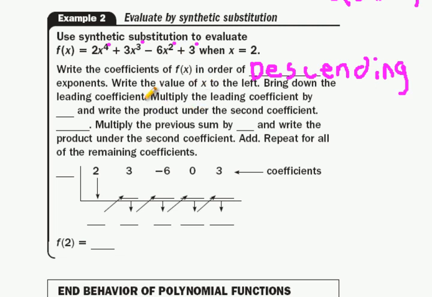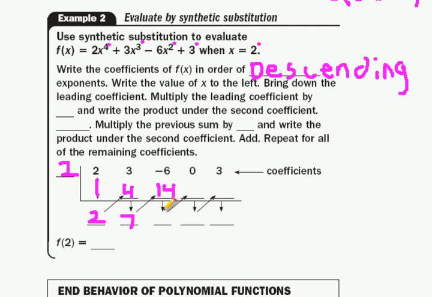So when you set this up, write the value of x to the left. So the value of x is 2. So I'm going to write that right here to the left. Bring down the leading coefficient. So you see how I have 2, 3, negative 6, 0, because there's not an x to the 1, so it must have been 0x to the 1, and 3. Watch this. We drop down the 2. That's the first step. We multiply the 2 by the 2, and we put it right here and make it 4. We add these, and we get a 7. 2 times 7 is 14.